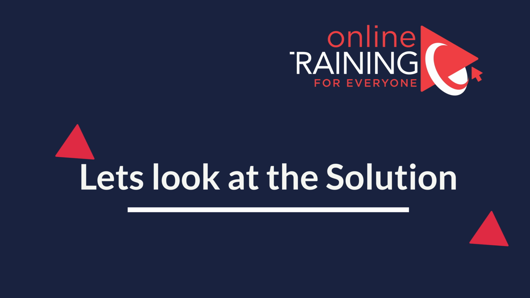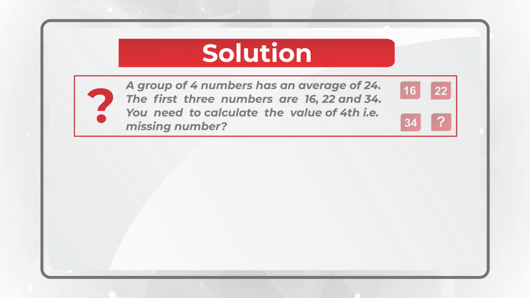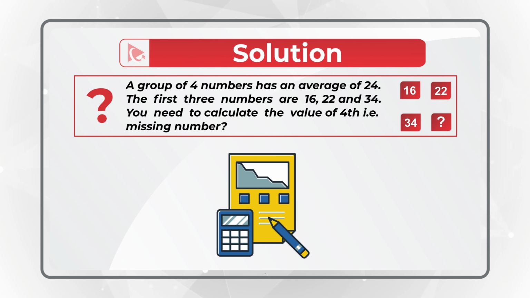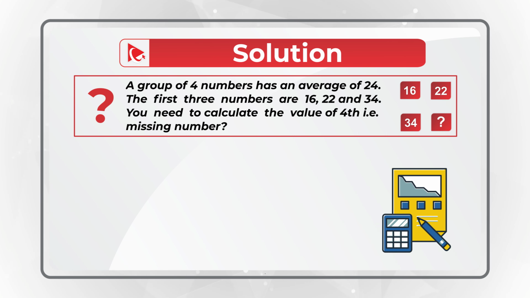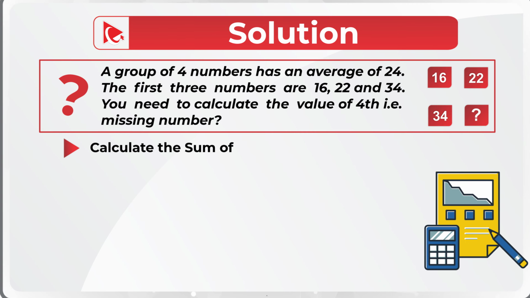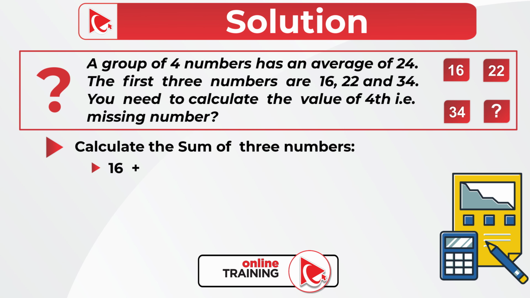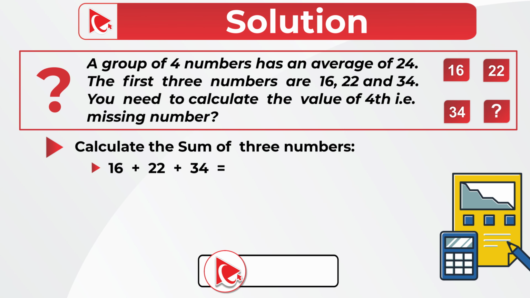Obviously, to solve it, you can plug in one of the 4 solutions instead of the missing number and calculate the average to see which one is correct. But we're going to take a different route. In the first step, we're going to calculate the sum of the 3 existing numbers. 16 plus 22 plus 34 equals 72.